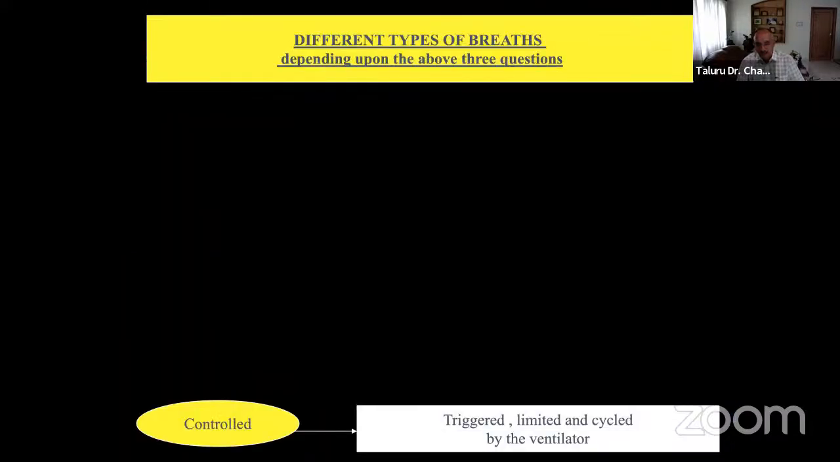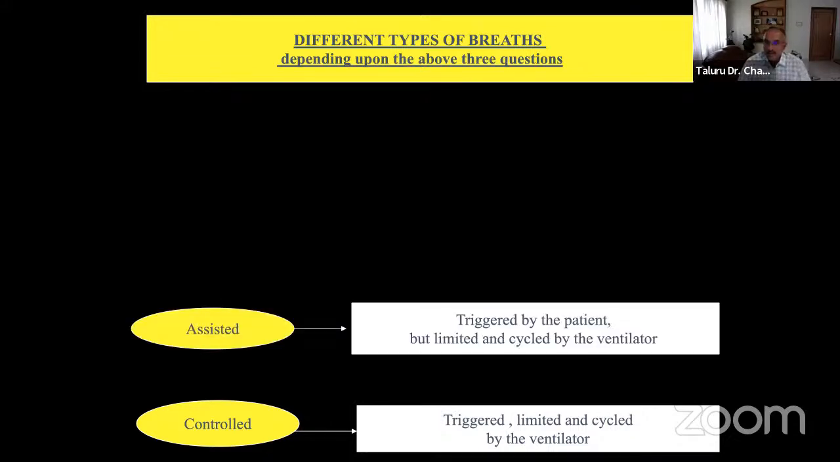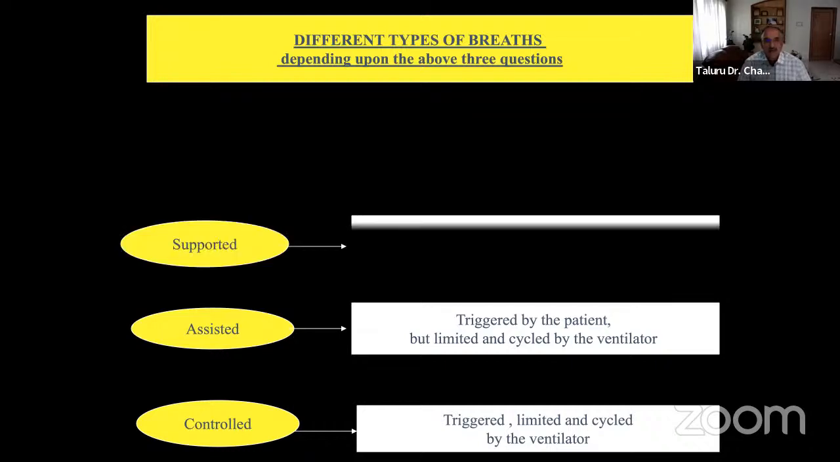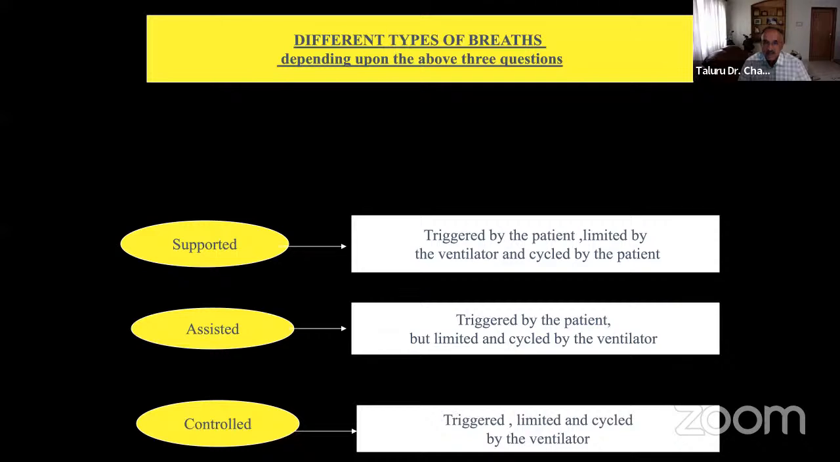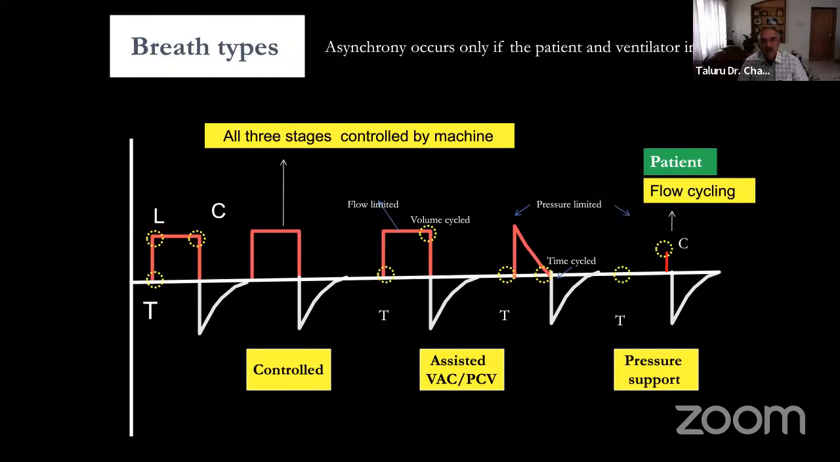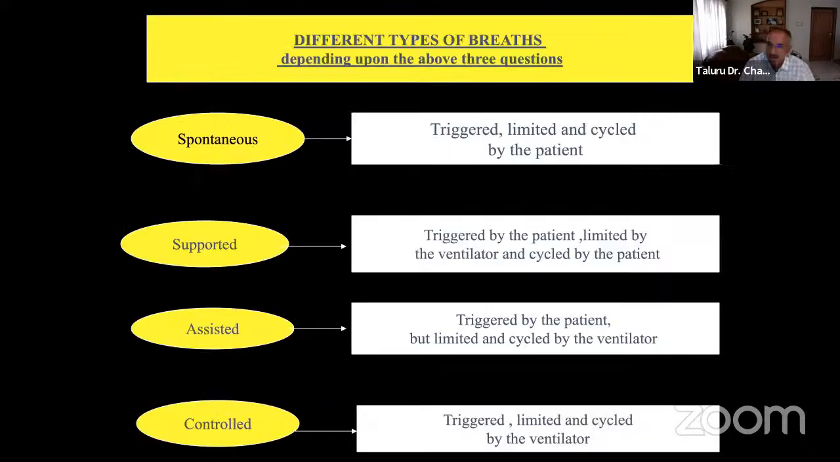So if it is a controlled breath, it is triggered, limited, and cycled by the ventilator. Is it understood? If it is assist modes, it is triggered by the patient, but limited and cycled by the ventilator. If it is supported, it is triggered by the patient, limited by the ventilator, and cycled by the patient. The only mode that is pressure support. Remember this, there is only one mode, pressure support mode. And when you are breathing spontaneously, you do all that. You trigger, you limit, and you cycle, isn't it? Your brain does that for you.